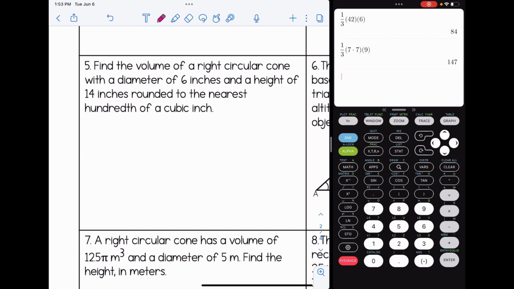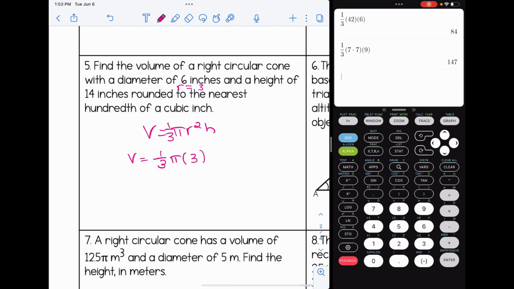Number 5, find the volume of a right circular cone with a diameter of 6. Keep in mind that means our radius is 3. And a height of 14 inches, rounded to the nearest hundredth of a cubic inch. We're going to use that shortcut formula of 1/3 pi r squared h for our cone.